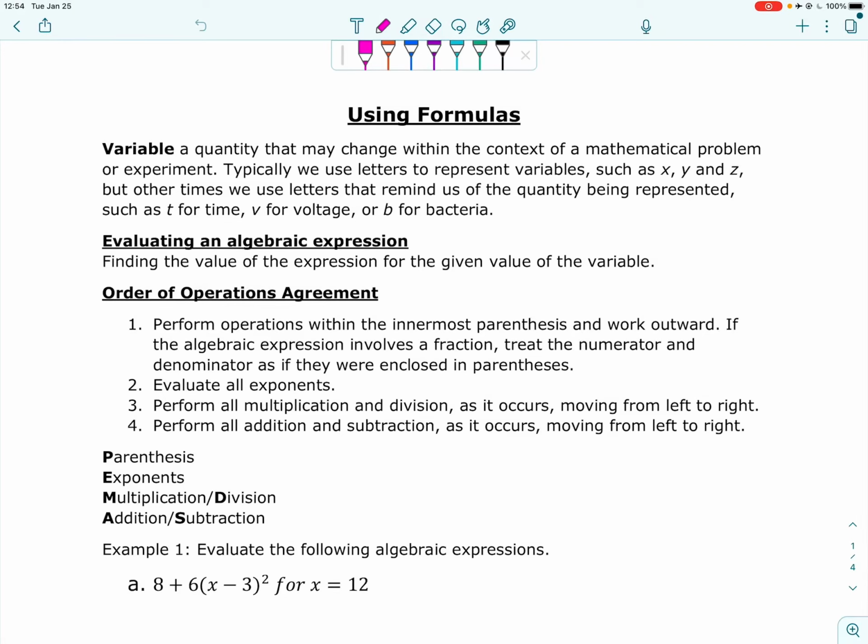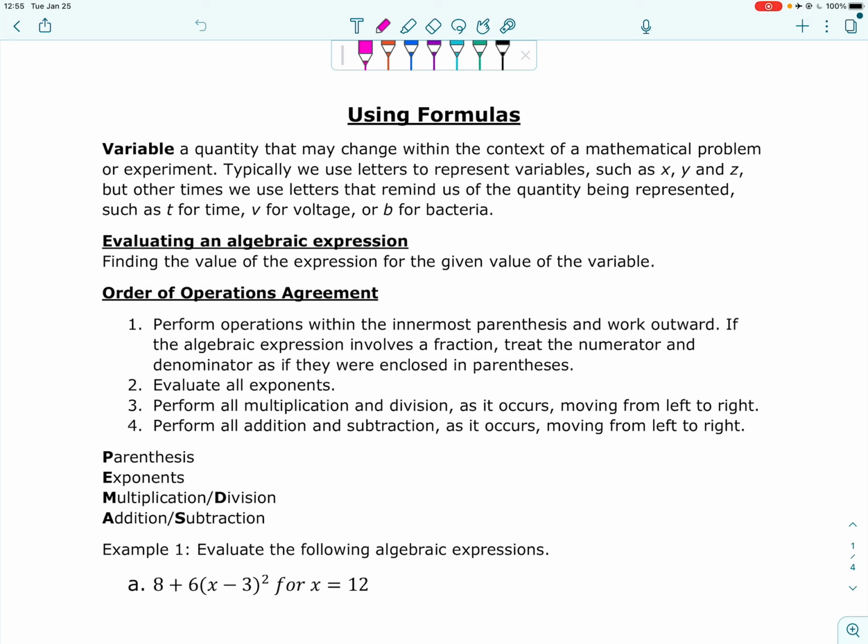Right, this section is going to go over the using formulas notes. In this section, we're going to look at how to use formulas. So the first thing to look at is a variable. A variable is a quantity that may change within the context of a mathematical problem or experiment. So variables are things that can change.